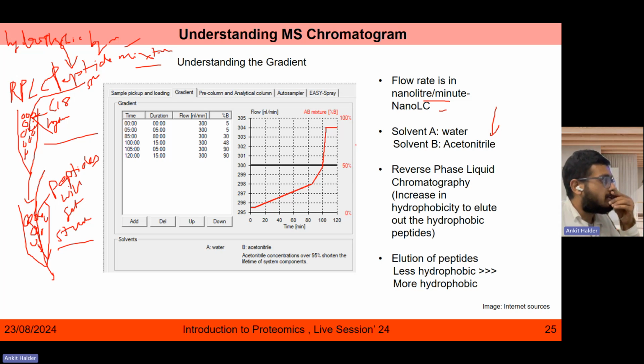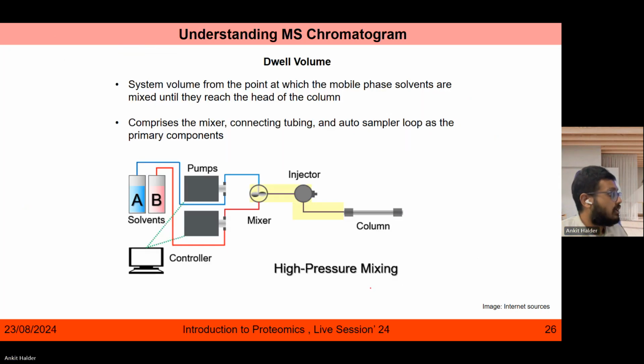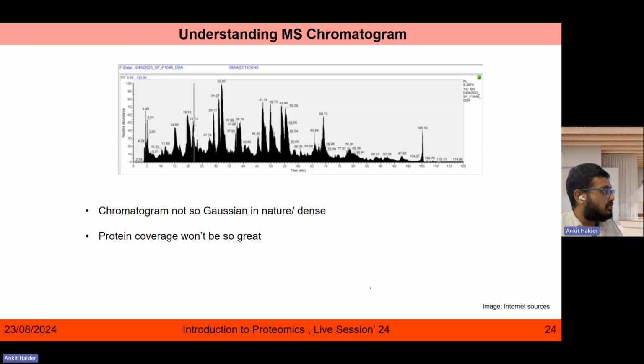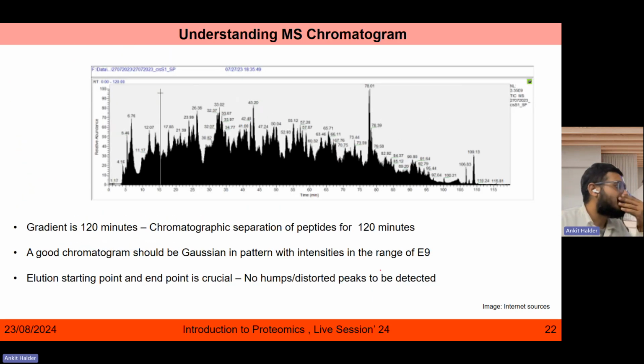So once we are done with the water and ACN, in reverse phase liquid chromatography we will be increasing hydrophobicity to elute the hydrophobic peptides. So the peptides get eluted: the less hydrophobic peptides will be eluted first, followed by the more hydrophobic peptides, because we keep on increasing the gradient. Okay, so this is how it is performed. That leads us to this particular chromatogram.